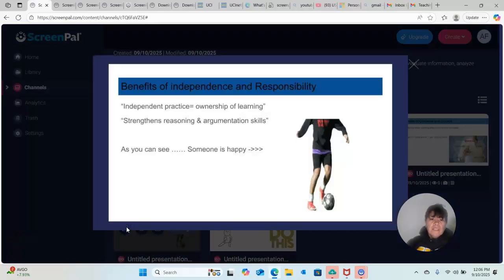Benefits of independence and responsibility. Independent learning helps you take responsibility for your own understanding. By practicing on your own, analyzing information, evaluating evidence, and forming arguments, you strengthen your reasoning skills. Combining independent work with guided practice ensures that you develop both knowledge and critical thinking abilities.